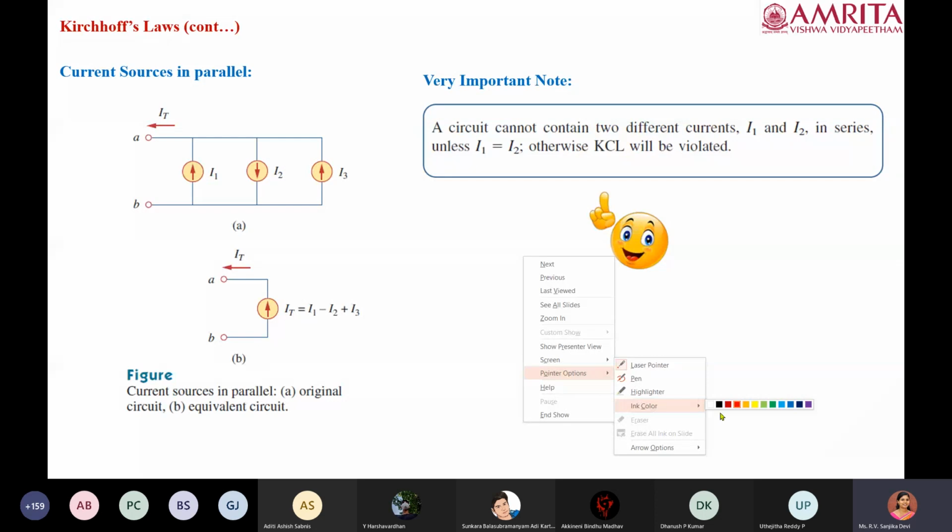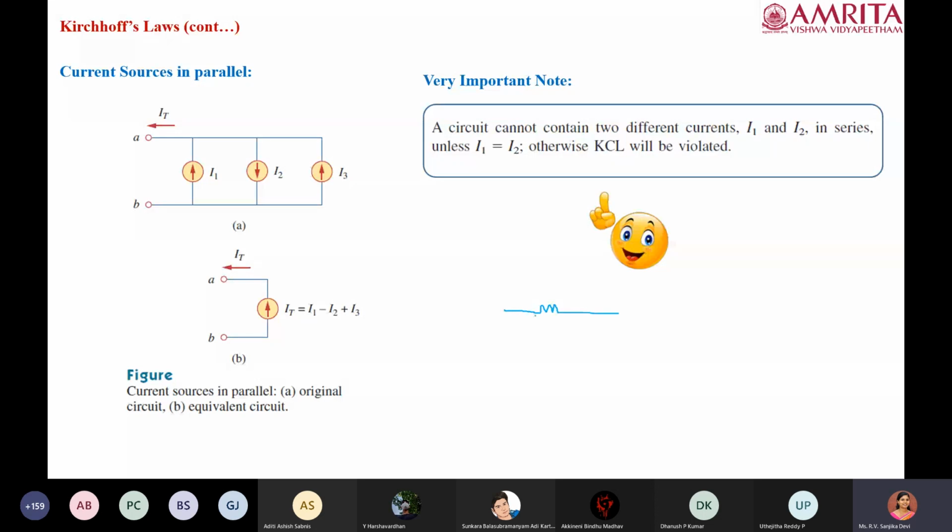Maybe with an example. Say we are having two circuit elements. Let us take this to be 10 volt and this to be 5 ohm. Now these two branches are in series and they may be connected to the remaining part of the circuit. So here in this particular case, we are having 10 volt and 5 ohm in series.